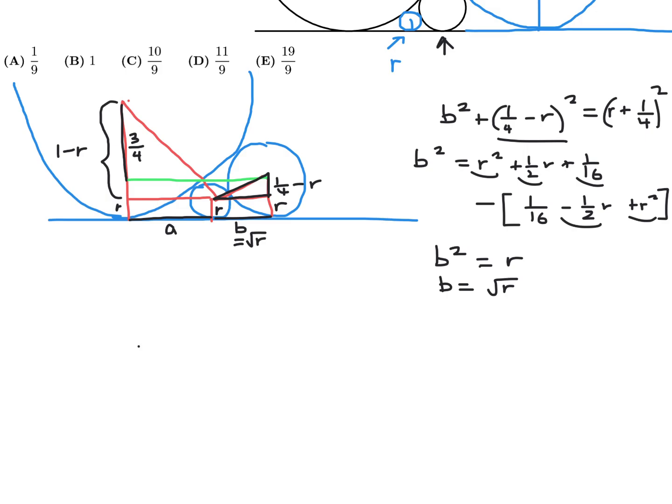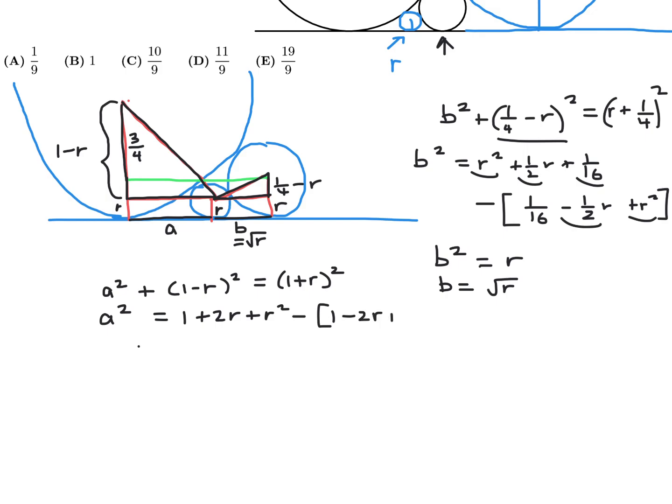All right, so the same story I guess we'll do for a squared, and let me just first identify which triangle I'm looking at here. 1 minus r. So this one right here, that triangle. So a squared plus 1 minus r squared is equal to 1 plus r squared, because the hypotenuse is basically two radii joined together. The first radius is 1 and the other radius is r. So this looks a little bit nicer because there's no fractions. 1 plus 2r plus r squared minus 1 minus 2r plus r squared.